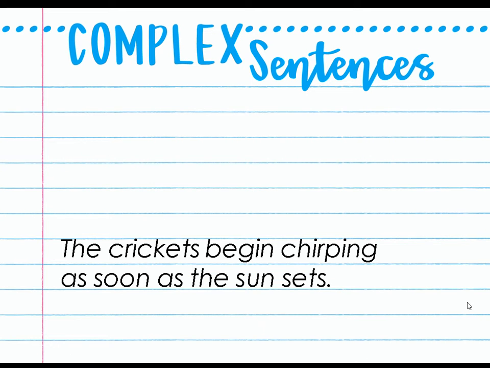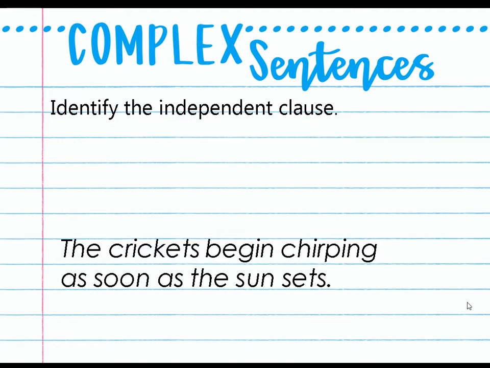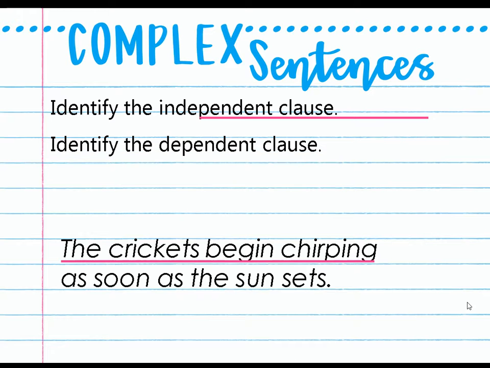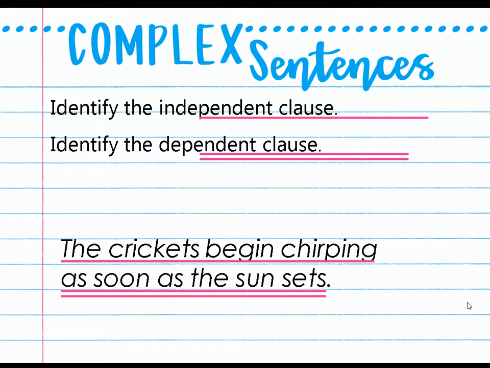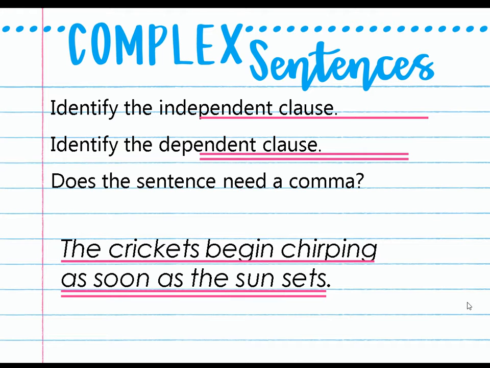The crickets begin chirping as soon as the sun sets. Let's identify the independent clause here. Right, the crickets begin chirping. That part of the sentence can stand all by itself. It's a complete thought. Now let's identify the dependent clause. As soon as the sun sets is our dependent clause. As soon as is our subordinating conjunction. Does this sentence need a comma? Nope, no comma needed. We started off with our independent clause.